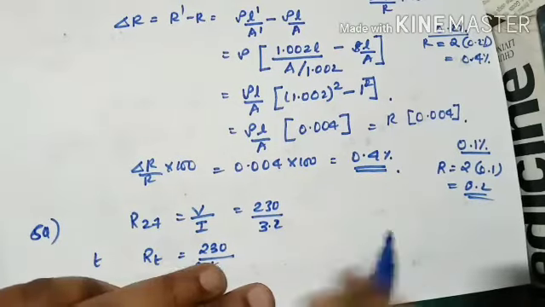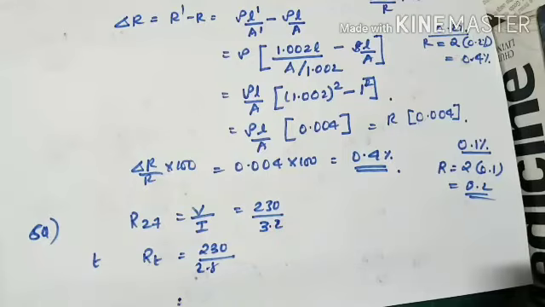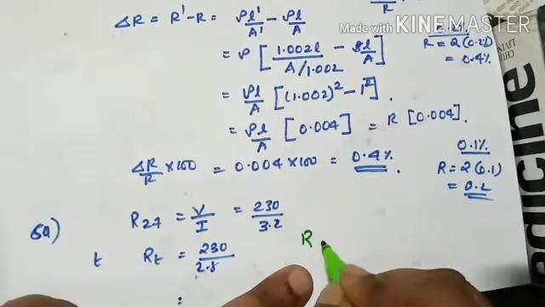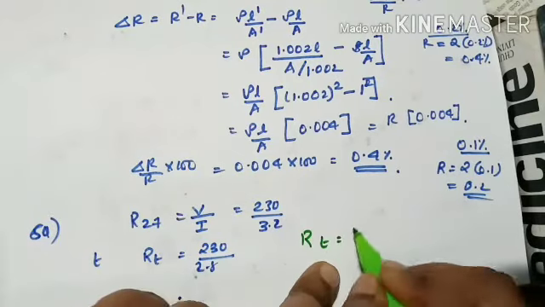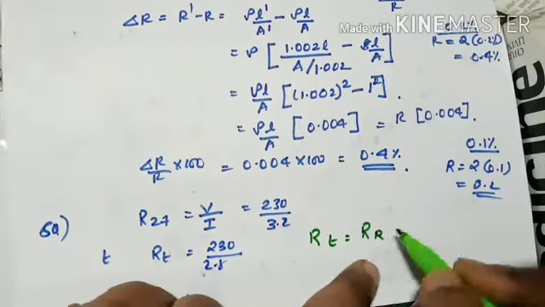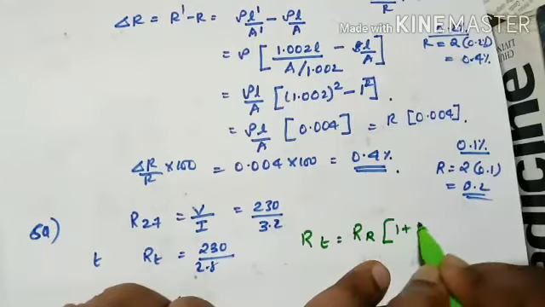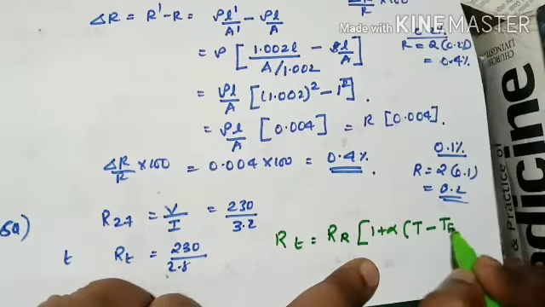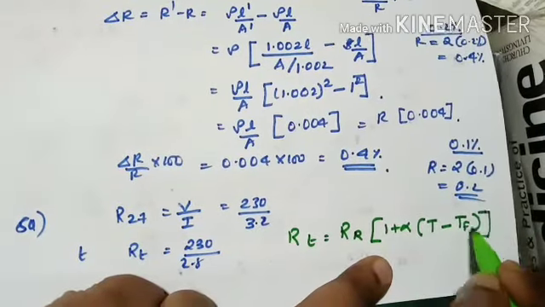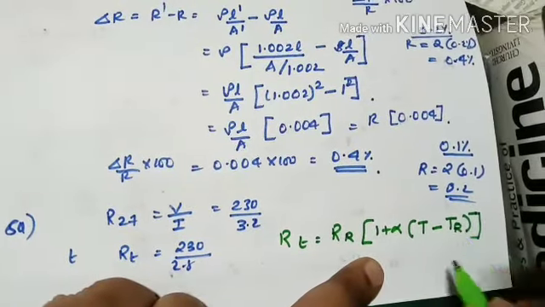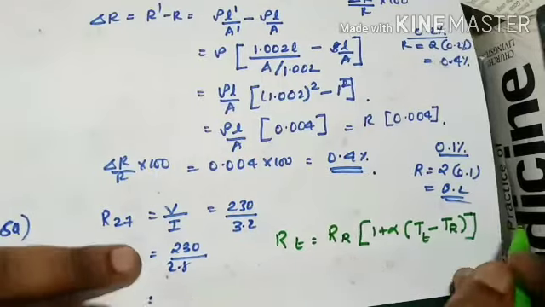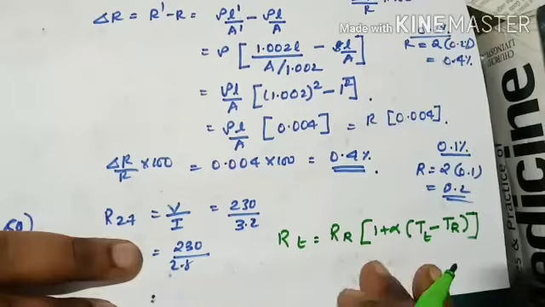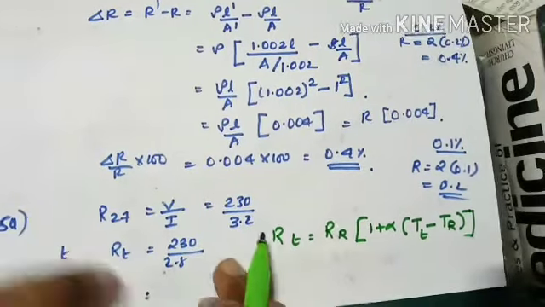So the temperature resistance equation, I hope you guys remember it. What was the equation? It was R_T equals R reference into 1 plus alpha into T minus T reference, where T reference is the reference temperature and T is the temperature. This is a basic question I gave you guys regarding temperature and resistance dependency. Now let's move on with the problem.